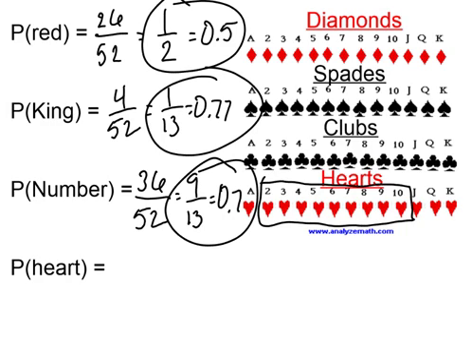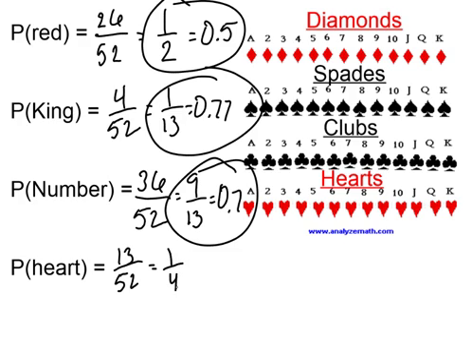What's the probability of drawing a heart? Remember, a heart is a suit of the cards, and there are 13 cards in a suit. So this is 13 out of 52, which reduces down to 1/4, or 0.25.